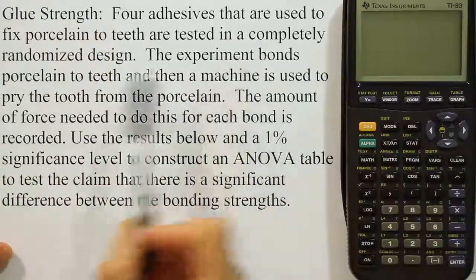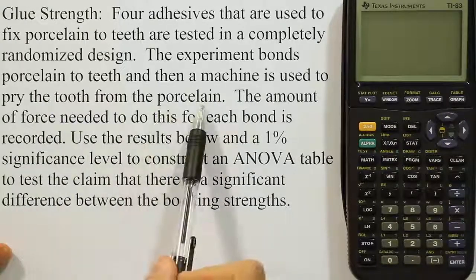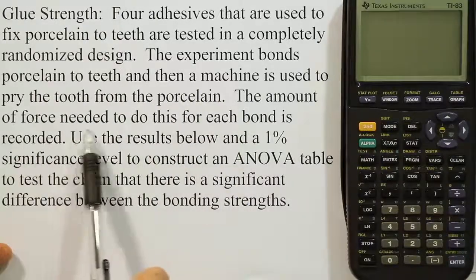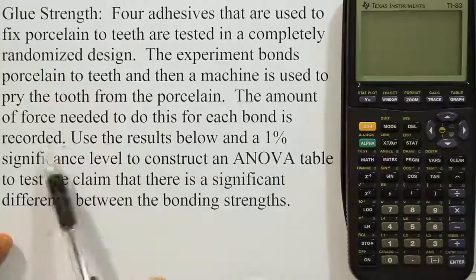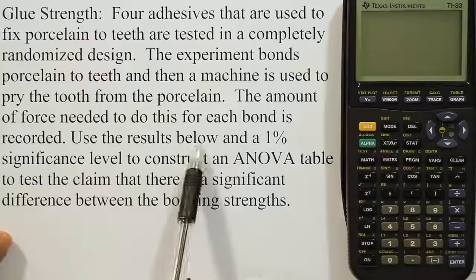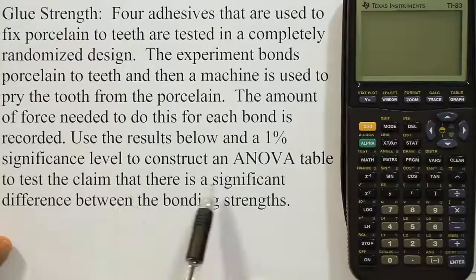It says the experiment bonds porcelain to teeth, and then a machine is used to pry the tooth from the porcelain. The amount of force needed to do this for each bond is recorded. So they're going to record forces for each of the bonds. It says use the results below at a 1% significance level to construct an ANOVA table to test the claim that there is a significant difference between the bonding strengths.